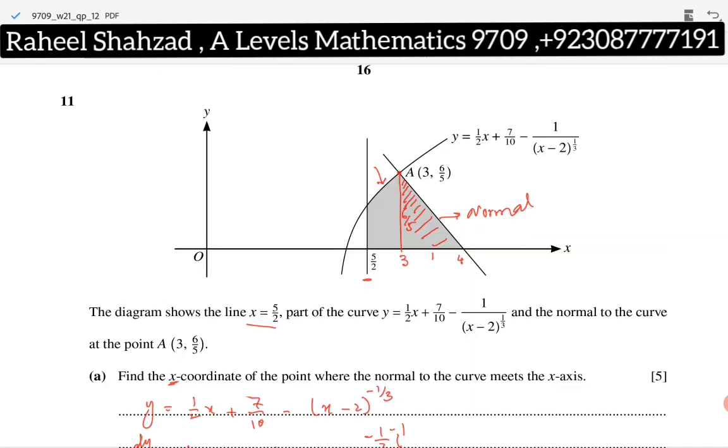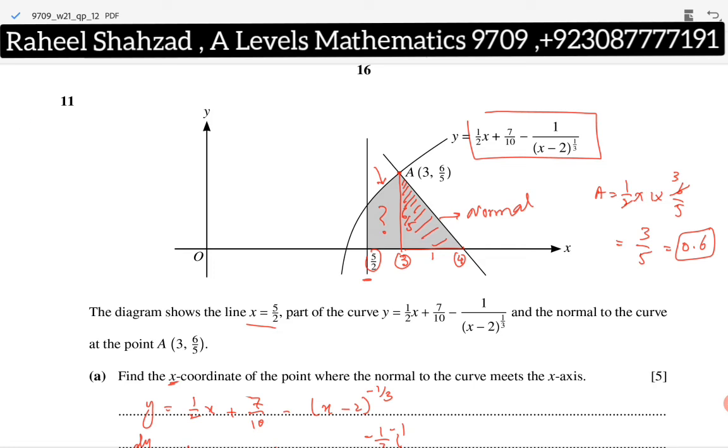Okay, now in the next part we need to find the area of this shaded region. If you see, this is 3, this is 4. So we have a triangle and its area is 1 by 2 into base into height. So it's 3 by 5, that makes it 0.6. So 0.6 is the area of the triangle. Now what about this area? We are going to integrate this curve.